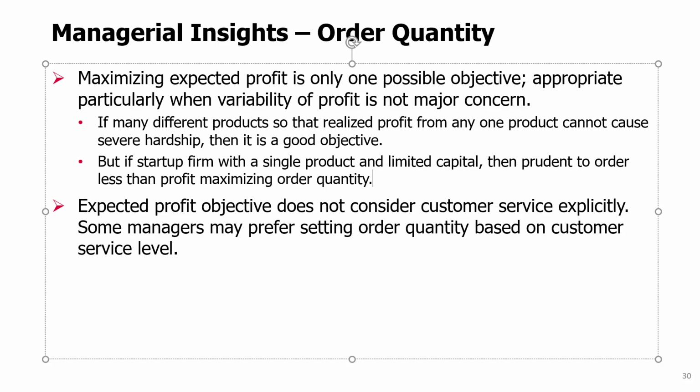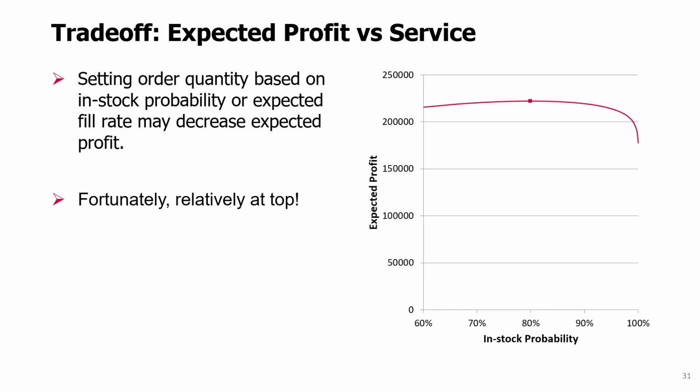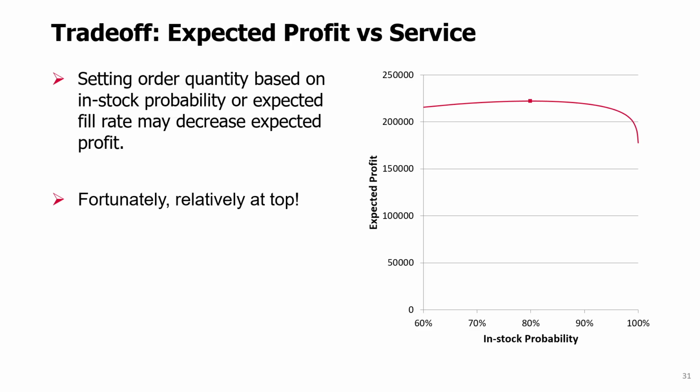So, as we discussed, we can choose the order quantity based on a desired service level, and usually this will lower the expected profit, but at least customers might be more satisfied with our decision. When we want to achieve a certain service level, one way, as we said, is to set the order quantity based on a desired in-stock probability, or another is the expected fill rate. Of course, this is going to lower the profit.